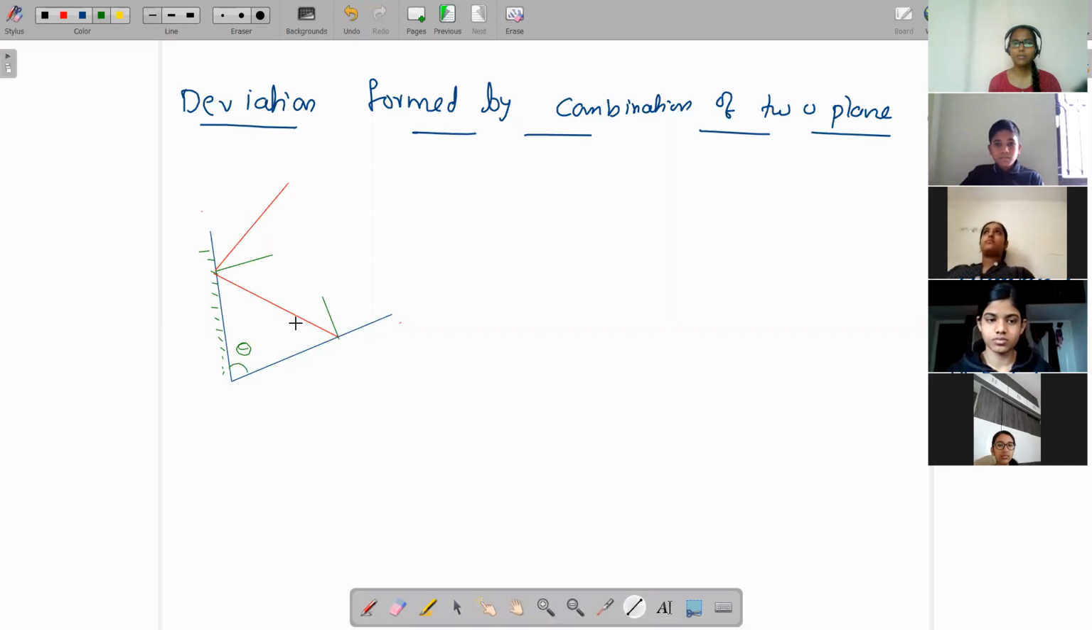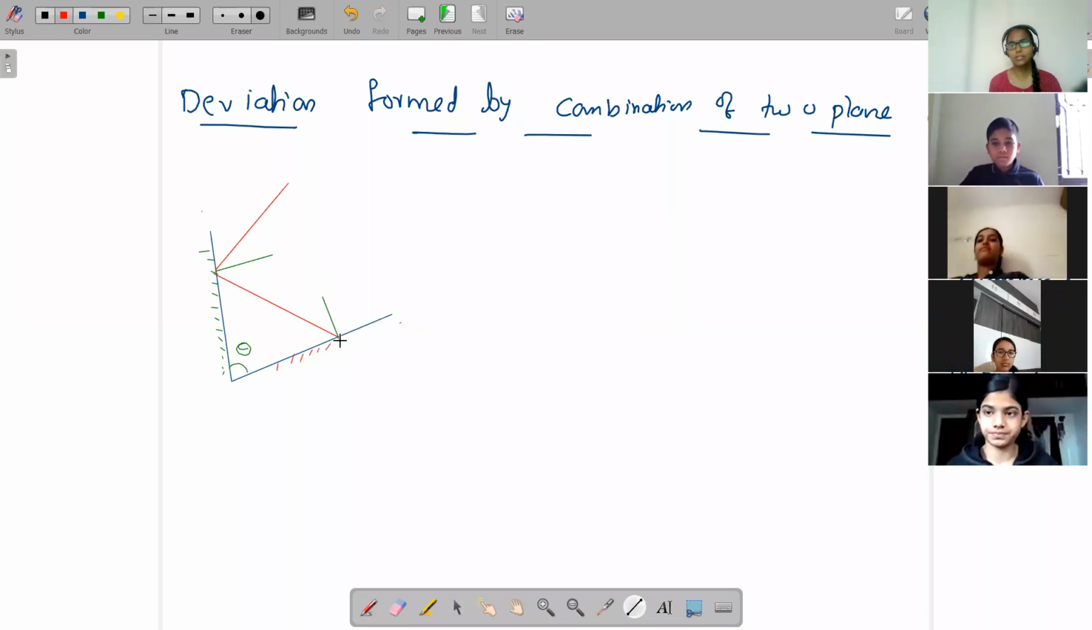So when light falls at some angle, what happens? It won't go through, because the mirror obstructs the light. So because of the second mirror, the ray again reflects back into the same medium. This is what takes place. When only one mirror is there, one deviation happens. But here two mirrors are there, so two deviations are going to happen.